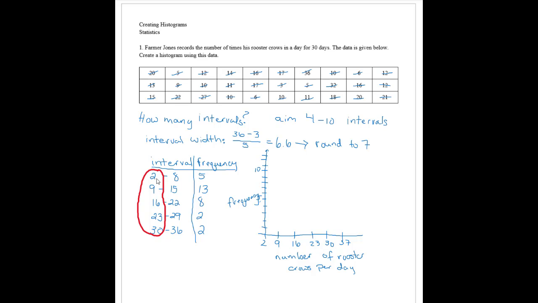Okay, so between 2 and 9, we had 5 days where there was between 2 and 9 rooster crows. And a lot of times we kind of scribble in here just a little bit when we're drawing these by hand. Okay, between 9 and 15, we had 13. That was our highest. So 13 days where there was between 9 and 15 crows.